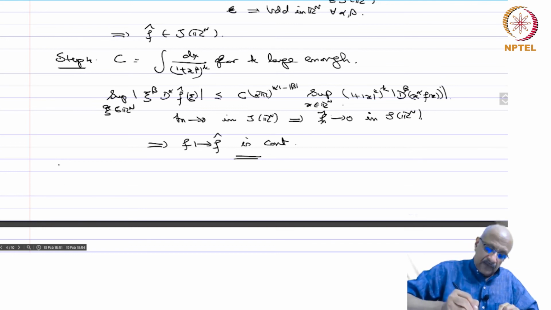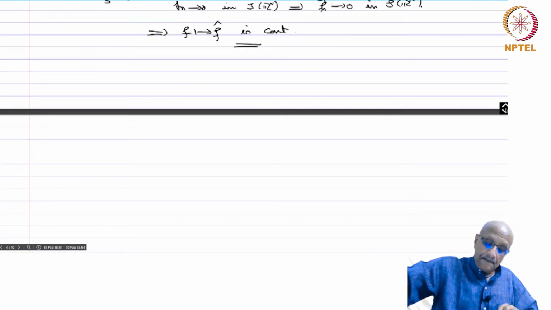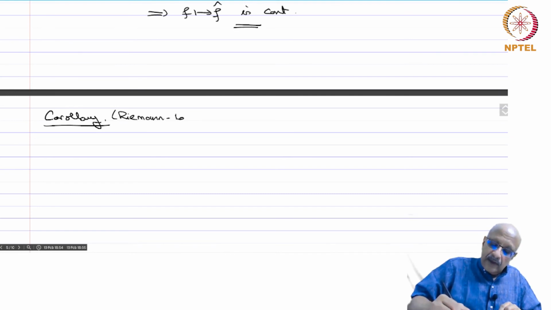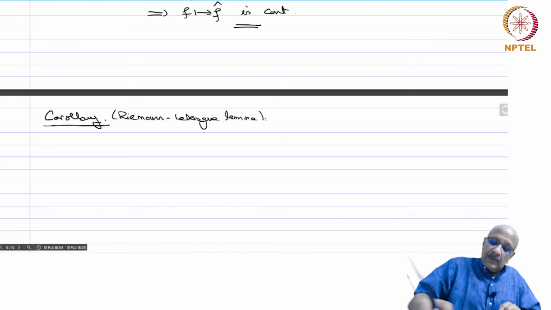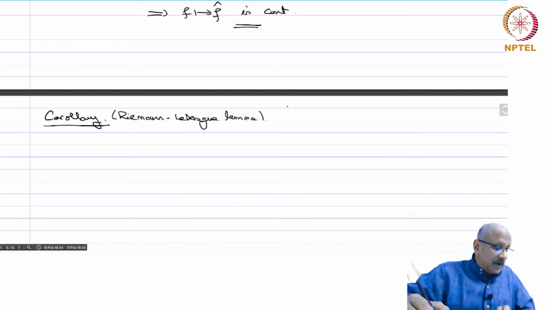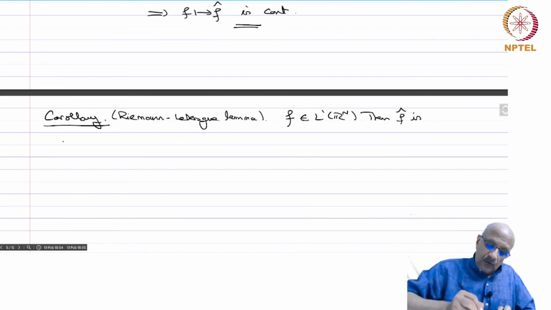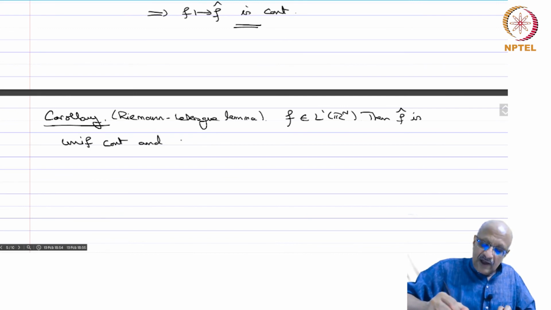Okay, so now we have the following corollary. This is called the Riemann-Lebesgue lemma. And there are several versions of this Riemann-Lebesgue lemma. So this is one way of stating it. If f is in L1 of R^n, then f hat is uniformly continuous, this we already saw, and vanishes at infinity.